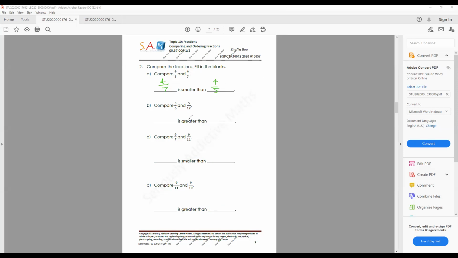What about over here? I'm looking for the greater one. The smaller the denominator, the greater it is. So 5 out of 6 is greater than 5 out of 12. Can you do C and D? Press pause now, and I'll go through the answers in a bit.